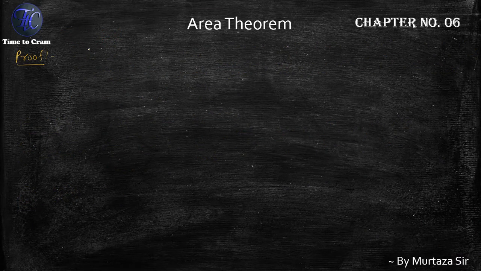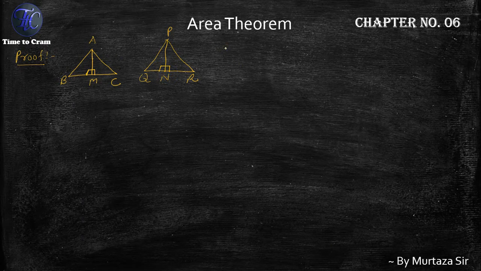Proof. First of all, we draw the diagram of triangle ABC and triangle PQR. First of all, we will make the perpendiculars, suppose AM and PN. So this we will write in the proof. Let us draw AM perpendicular to BC and PN perpendicular to QR, which we have constructed.